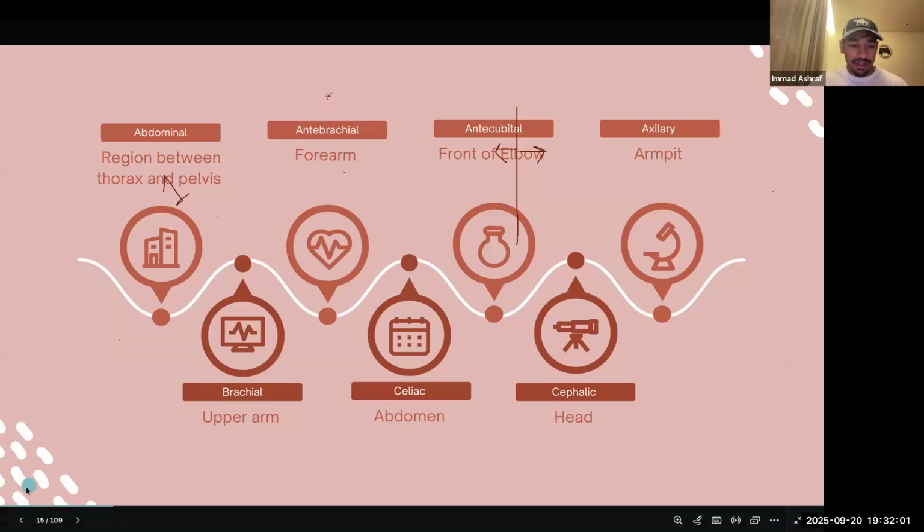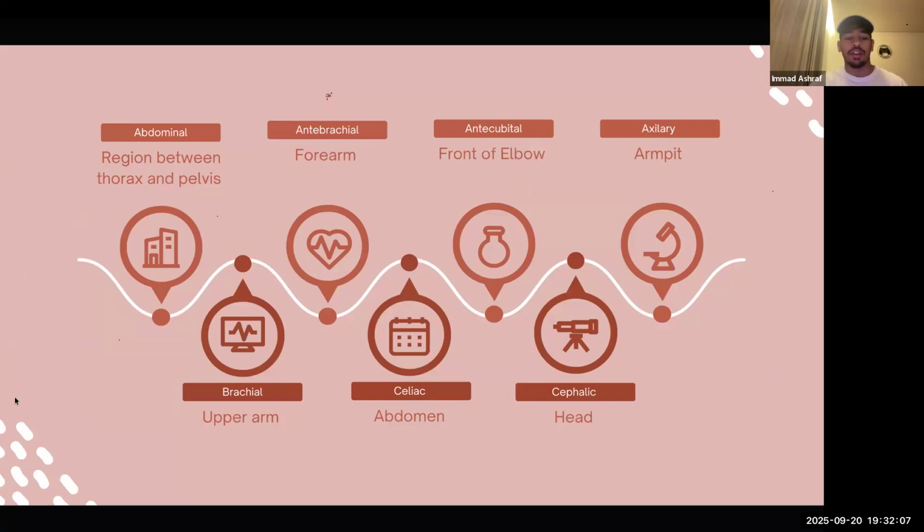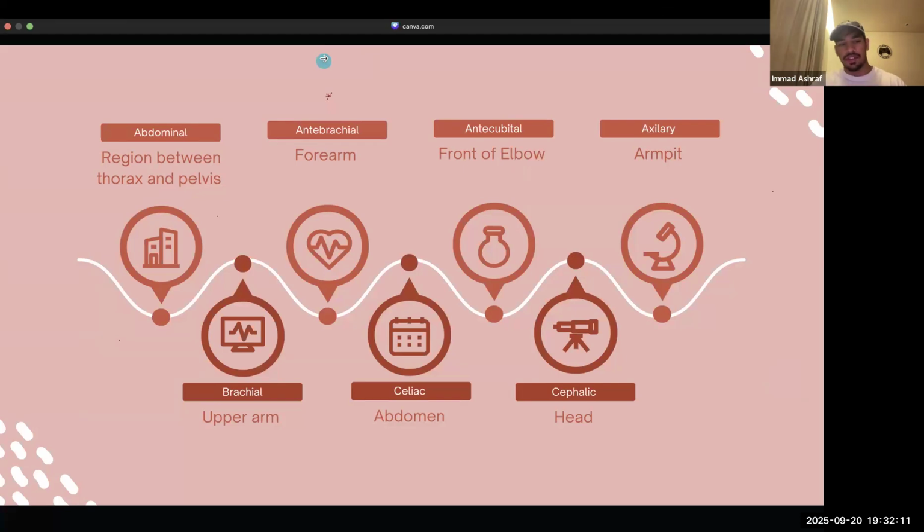Now, there are certain areas that you need to know. You need to know them by their anatomic names. Layman's language is no longer going to suffice. So when someone says abdominal, they mean the region between the thorax. Your thorax is this region, and then your pelvis. So anything between that is abdominal.